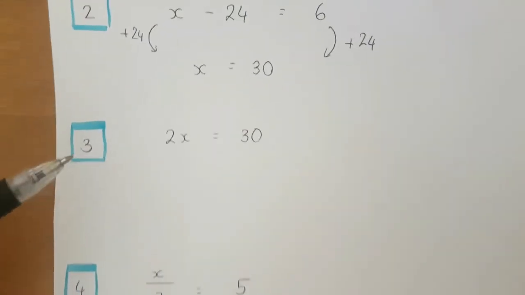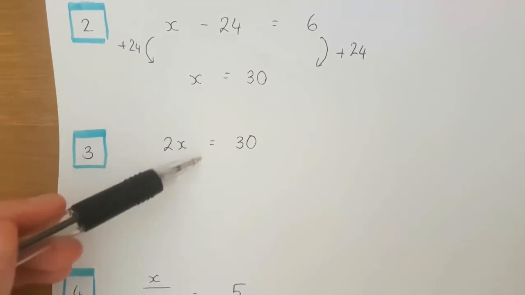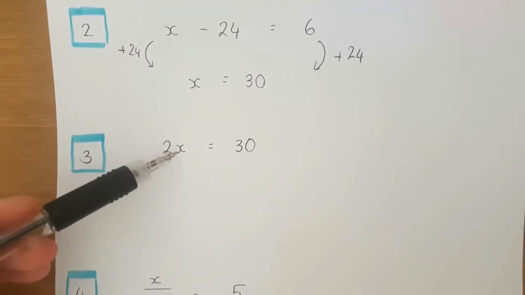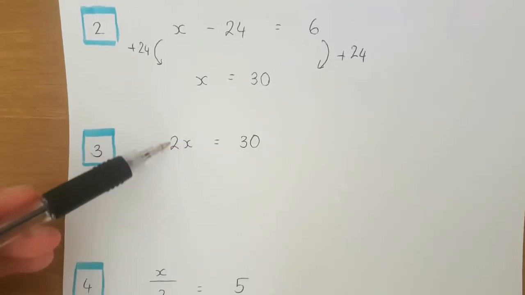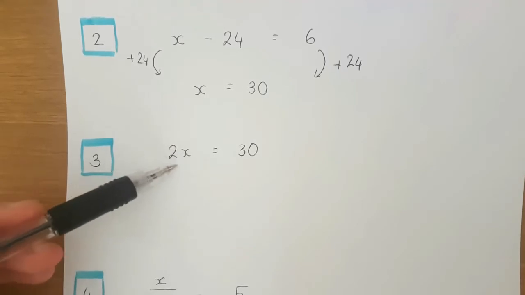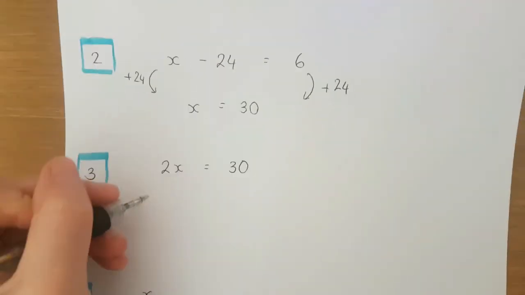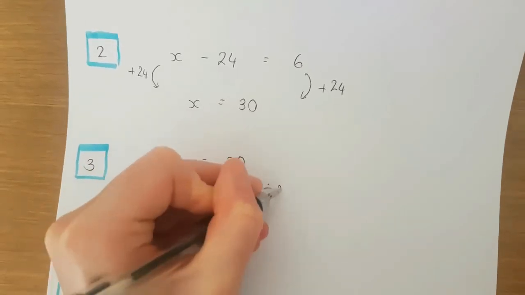Now my question 3 is slightly different because I don't have adding or subtracting in this one. In this one I have 2 times x is equal to 30. Remember, when we multiply, we drop the multiply sign in algebra, we just have 2x. So if I'm multiplying this side by 2, the inverse, the opposite of that, is to divide by 2.